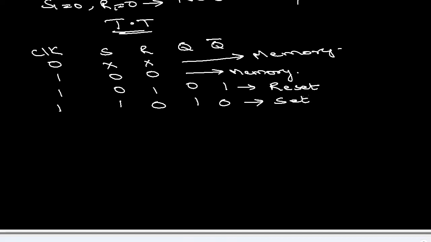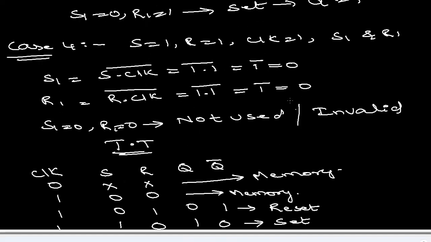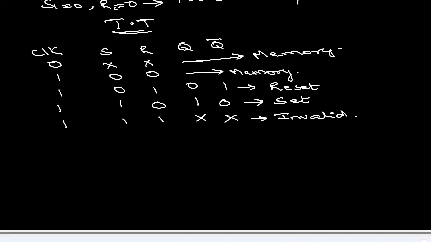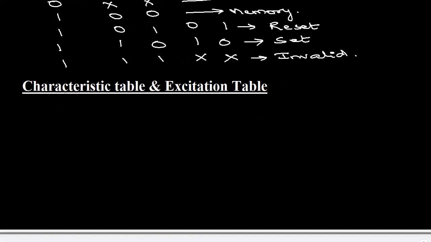When clock is 1, S is 1, R is 1. Fourth case, when S is 1, R is 1. This is called the invalid state. So this is the truth table for the SR flip-flop. Now the characteristic table and excitation table.